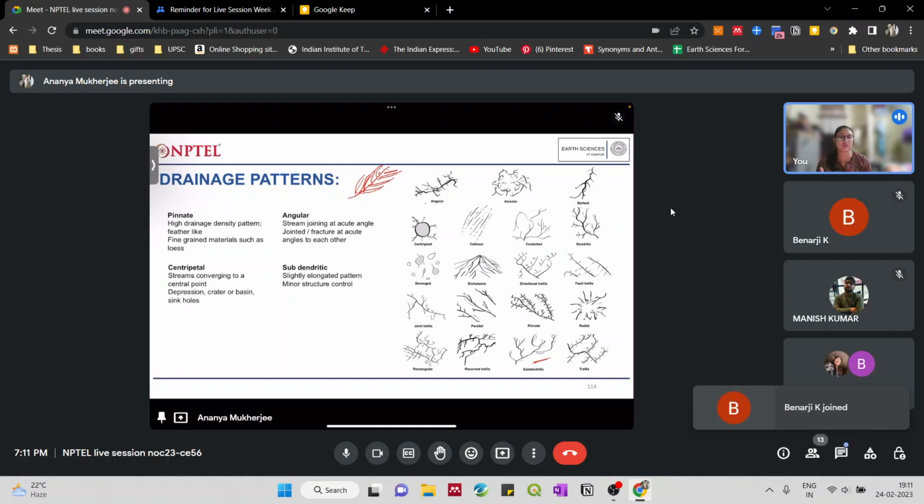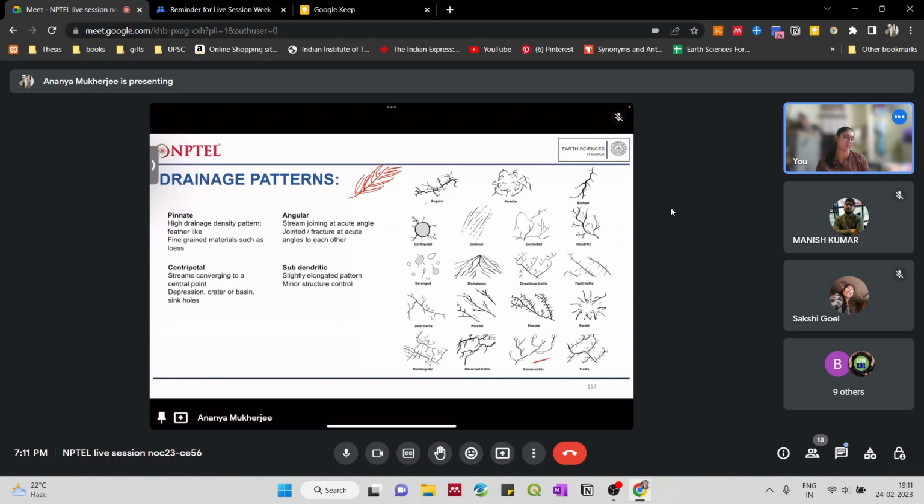So these usually form in areas where a lot of fine-sized sediments are present. Okay, pinnate type of drainage patterns. I will try finding examples for these, and I will include them in the slides.